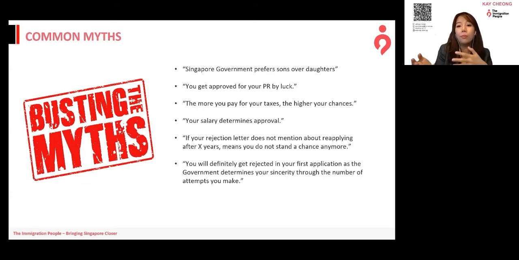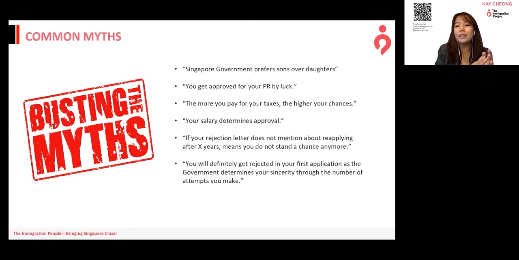You get approved for your PR by luck. No. Just how we went through the slide, the more you pay your taxes, the higher your chances. Your salary determines approval. Not true. I have people who earn $3,000 who were able to get their PR or citizenship approved.